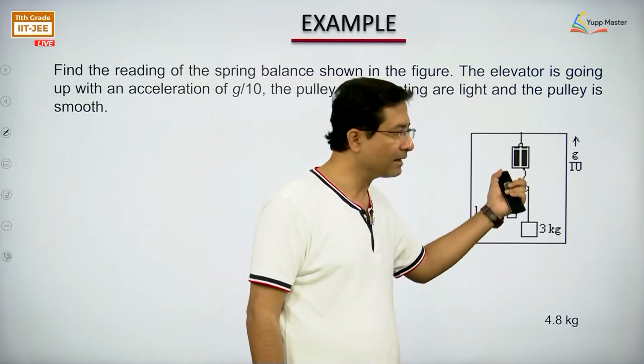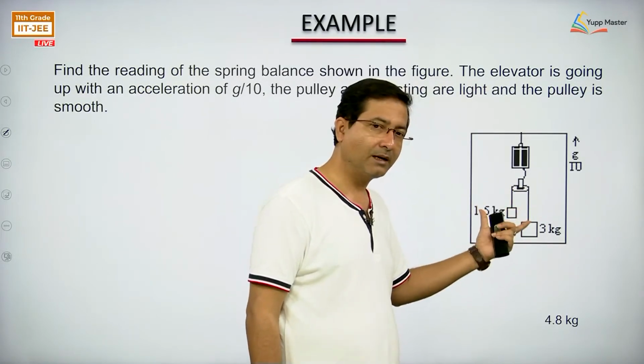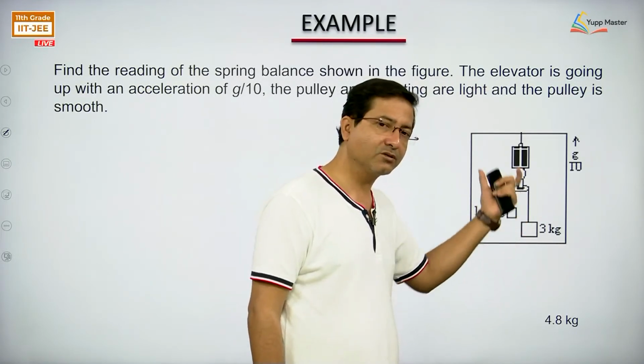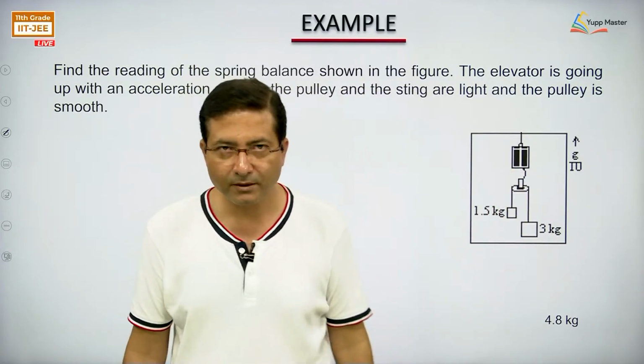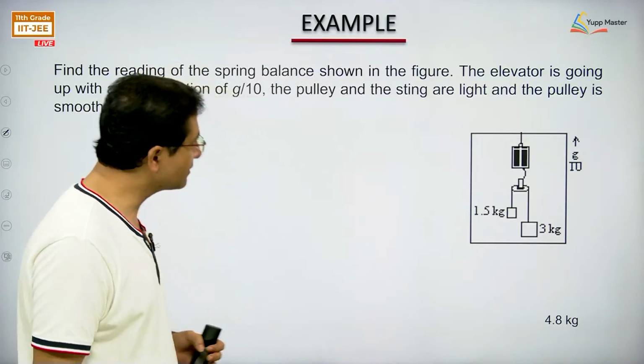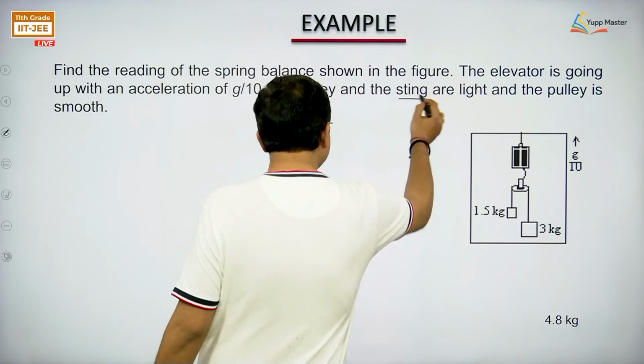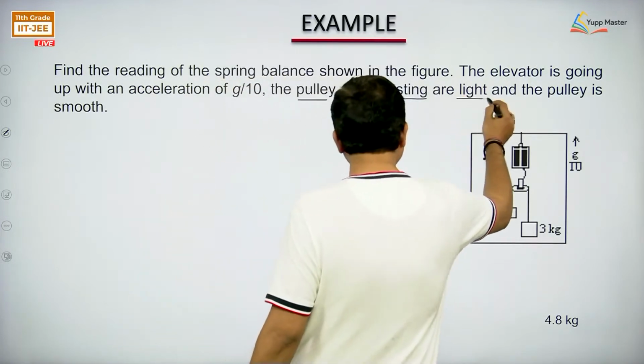The spring balance is attached to a spring block pulley block system, and it is kept inside a lift which is going up with acceleration g by 10. What would be the reading measured by the spring balance? That is the question. The pulley, string, and spring balance are all light.